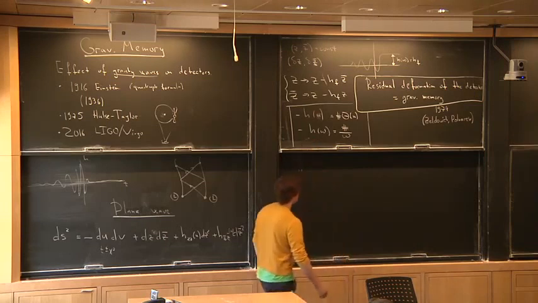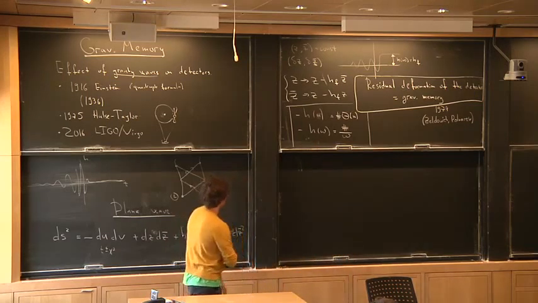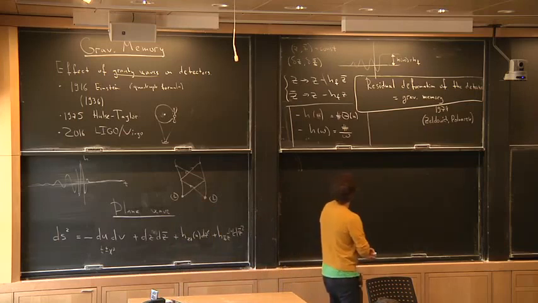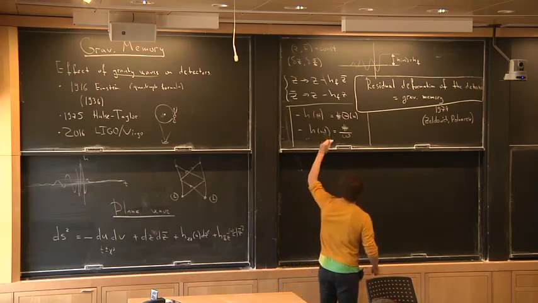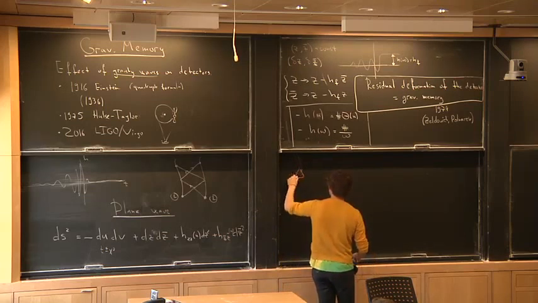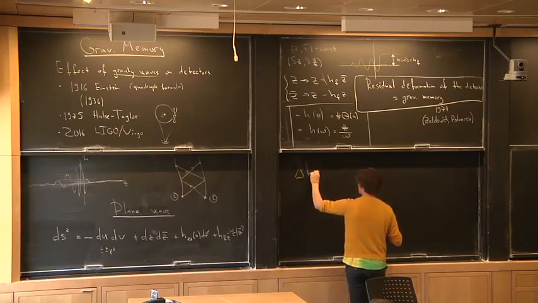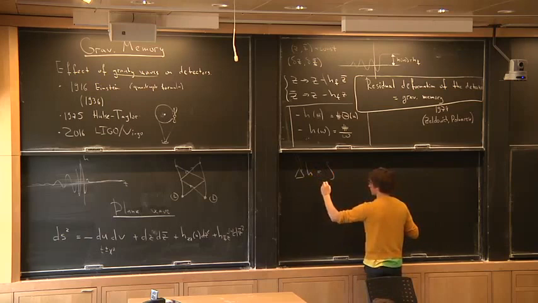Now, in principle, you can immediately think, okay, what does this memory do? So we compute, well, let me rewrite this delta h in some way, where, let's say, we wait for a long time.